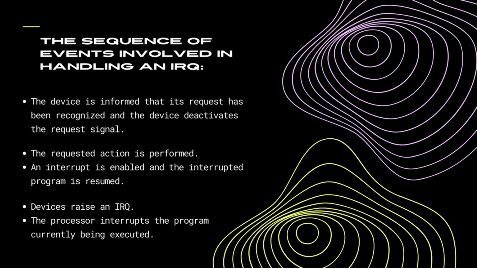The next topic is the sequence of events involved in handling an IRQ. The device raises an IRQ. Then the processor interrupts the program currently being executed. The device is informed that its request has been recognized and the device deactivates the request signal. The requested action is performed, interrupts are enabled, and the interrupted program is resumed.